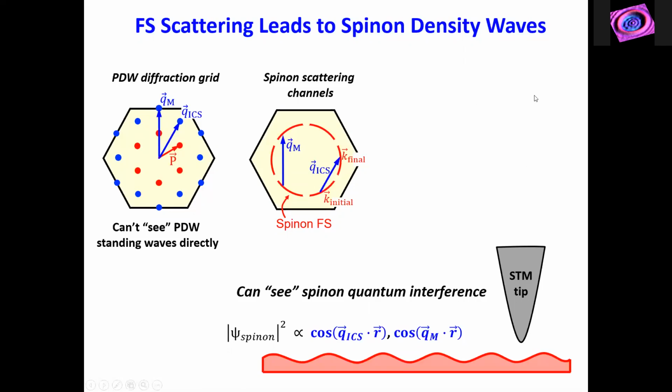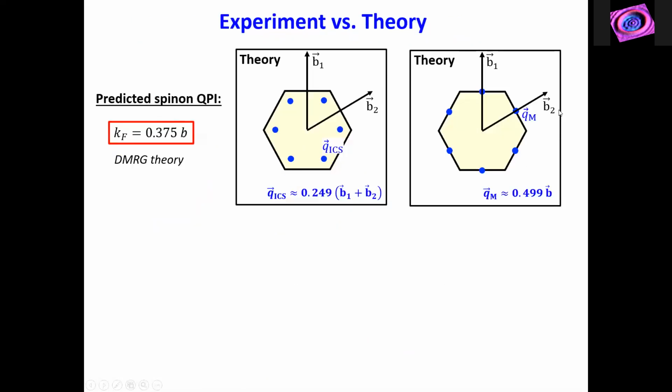So all of this reasoning then leads to some very specific theoretical predictions of what wave vectors we should see with the STM, and these are the predictions that you get, because from the density matrix renormalization group theory, we have a prediction of the Fermi wave vector here, 0.375b, and that leads to these specific predictions of the wave vectors that we should see in the quantum interference of the spinons. The prediction is that we should see wave vectors at 0.249 times b1 plus b2 and 0.5 times b. So these are the predictions, and now let's look at the data.